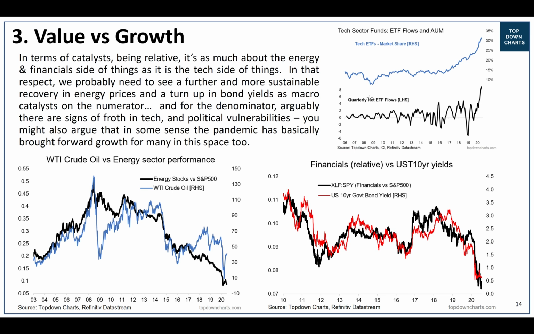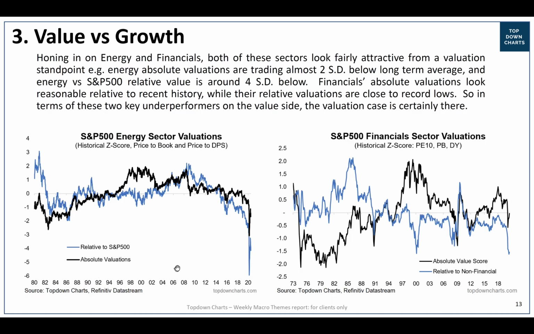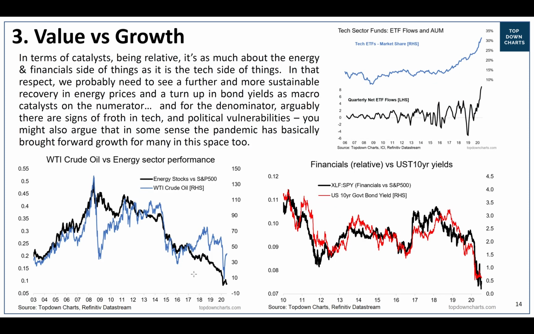And I haven't shown it here, but tech valuations are very high, very lofty, and so that puts the odds against them over the medium term. So if we go back to the starting page here, we're looking for a combination of better performance from energy and financials and worse performance by tech to drive a turnaround in value versus growth. It's basically one of our higher conviction calls over the medium term, certainly over a 3 to 5 year time frame. And shorter term, we just need to see a turn in those macro catalysts to drive a turnaround here.